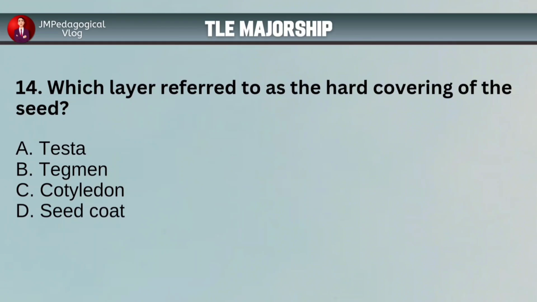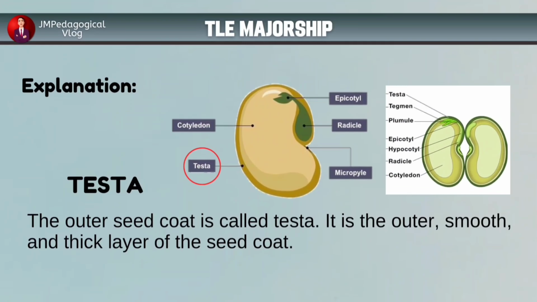14. Which layer is referred to as the hard covering of the seed? A. Testa. B. Tegmen. C. Cotyledon. D. Seed coat. A. Testa. Explanation. The outer seed coat is called testa. It is the outer, smooth, and thick layer of the seed coat.